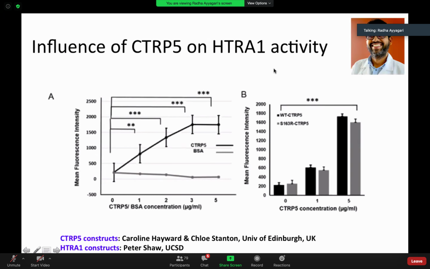We know HTRA1 is a serine protease, so we tested whether CTRP5 has an impact on the activity of HTRA1. We measured the activity of HTRA1 in the presence of CTRP5. For these studies, we collaborated with Carolyn Hayward and Chloe at Edinburgh, who provided the CTRP5 constructs, and HTRA1 constructs were provided by Peter Shah at UCI. Using the purified protein, we measured the activity. In the presence of CTRP5, HTRA1 shows enhanced activity. Both the wild type and mutant CTRP5 enhance the activity of HTRA1, and there is not much significant difference between the two.